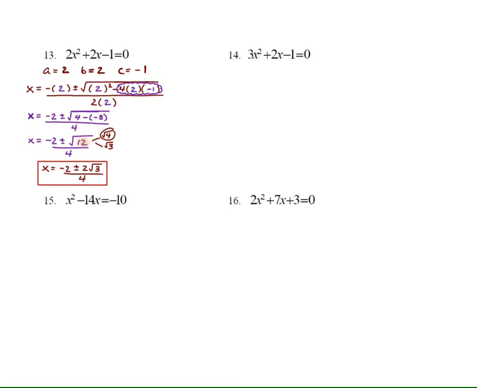You can leave it like that, or if you notice that all of those numbers divide by 2, you can divide them all by 2 and get negative 1 plus or minus 1 root 3 over 2. Those are both the same answer. I would accept either.